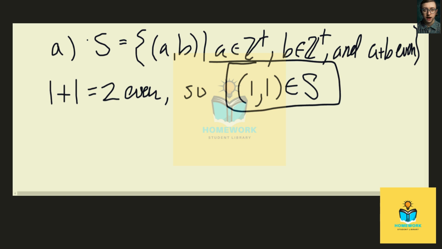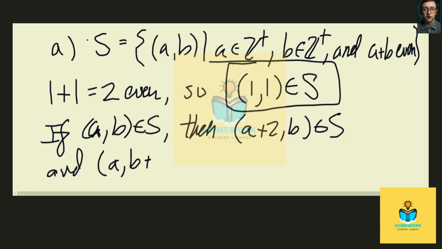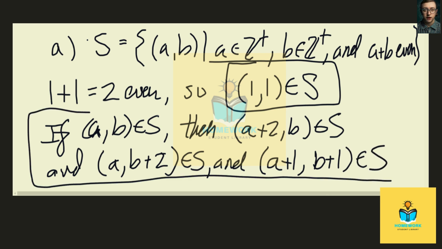And as part of our recursive definition, notice that we can add all the other points by adding a multiple of 2 to either coordinate or a multiple of 1 to both coordinates. So it follows that if (A, B) lies in S, then we have that (A plus 2, B) lies in S, and (A, B plus 2) lies in S, and (A plus 1, B plus 1) lies in S. And this is our recursive definition.